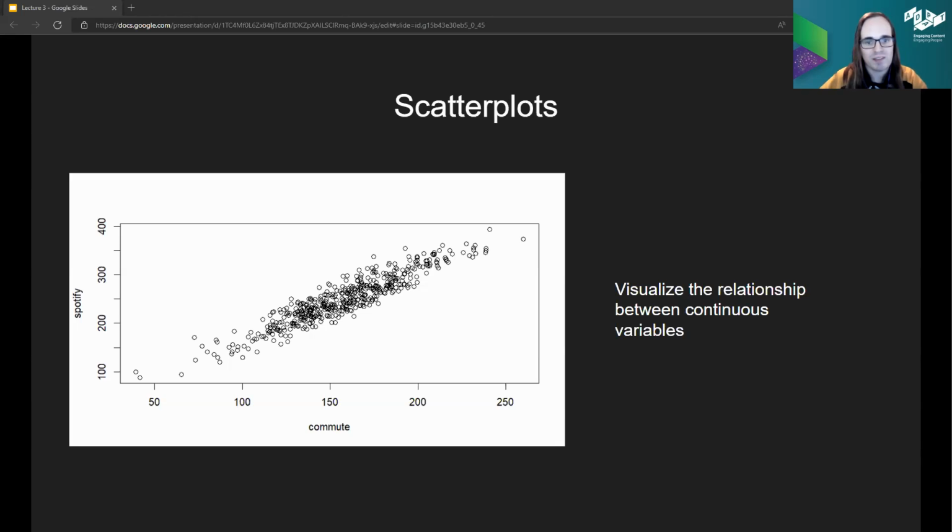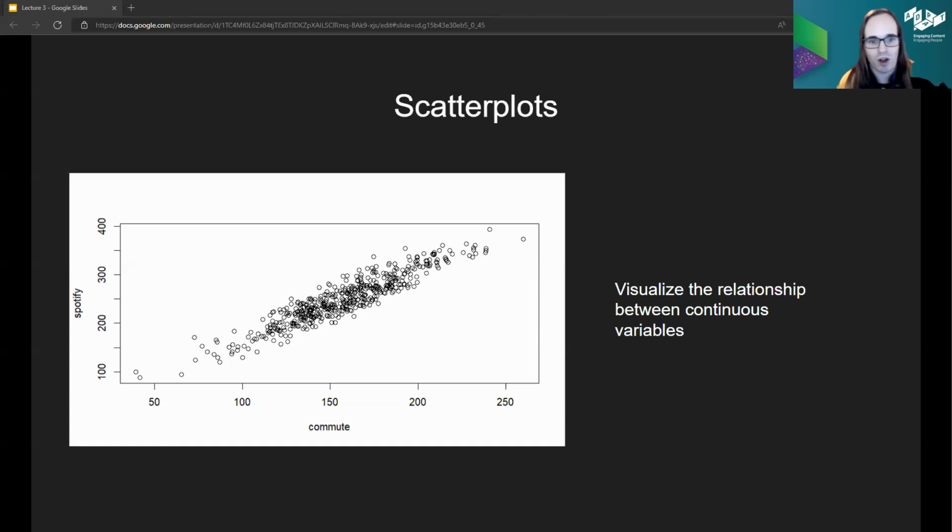So say, for example, with my Spotify data, I asked people not only how many minutes a week do you spend listening to Spotify, but I also asked how many minutes a week do you spend commuting. So now if I place each participant's data on a plane with an axis for how much time spent commuting and an axis for how much time spent listening to Spotify, I get a visualization of how that relationship might exist between those variables across all of my participants. And here I made this data up, but here you can see that it looks like there's a pretty strong linear relationship: as commuting length or commuting time increases, so does Spotify time.